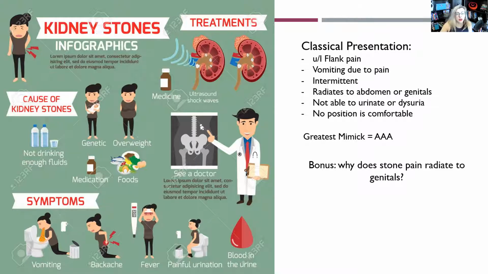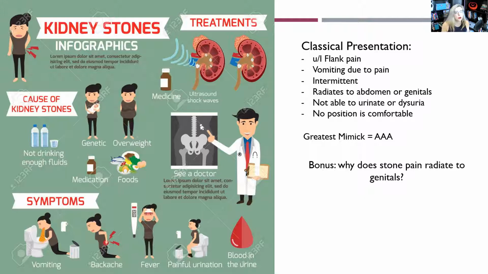The greatest mimic of kidney stone pain is a AAA, right? An abdominal aortic aneurysm. We also see this in abdominal aortic dissections. So if this isn't quite exactly the classic presentation, or if the person in front of you is having a lot of symptoms that could be related to an aortic problem, always consider this. This is one of the biggest mimics in the emergency department.